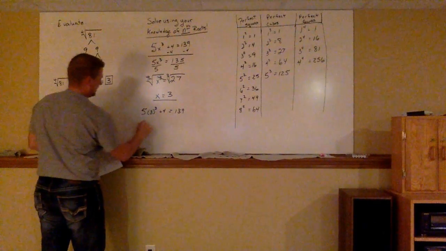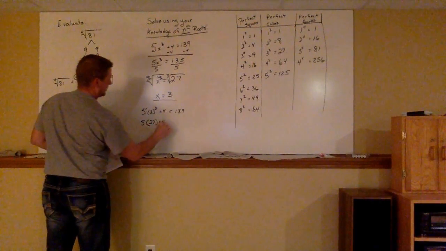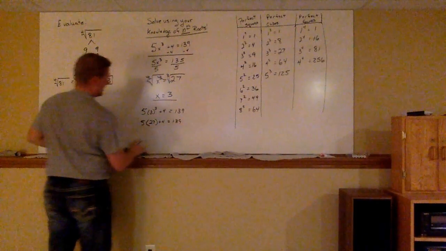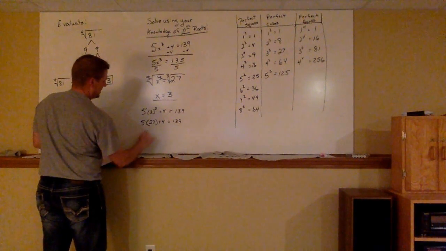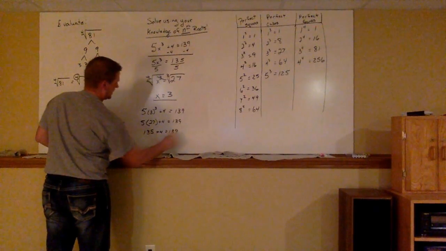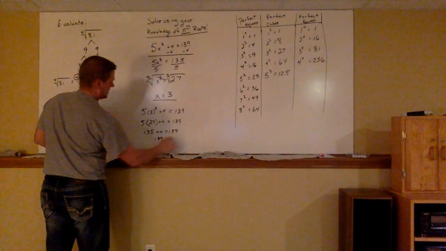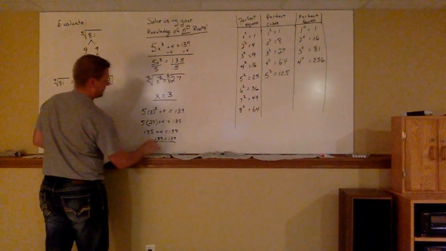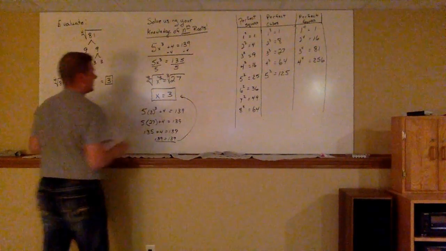Well, that's 5 times 3 cubed is 27, plus 4 equals 139. And 5 times 27 is 135, plus 4 equals 139. And 135 plus 4 is 139, equals 139. Therefore, we justify that, yes, it is 3.